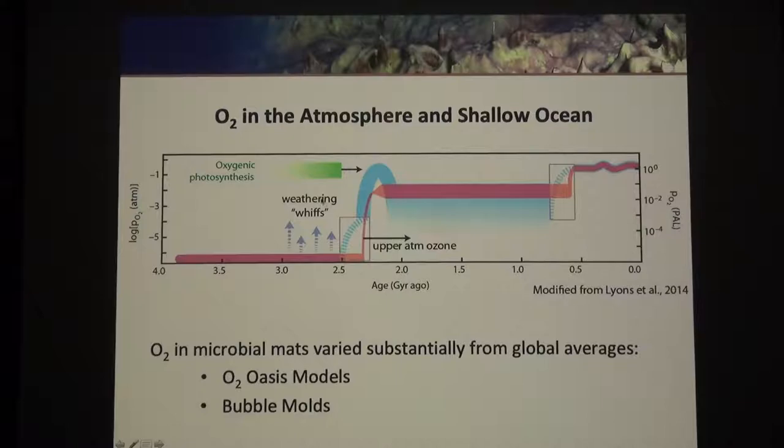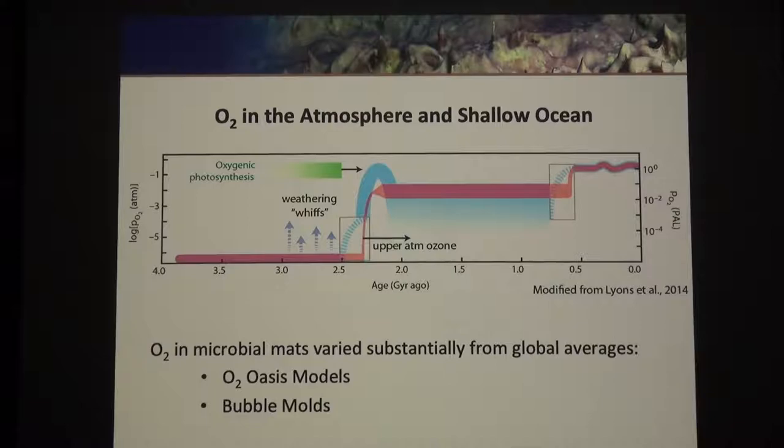I changed the wording to weathering because those are really signatures of oxidative weathering of pyrite and not the presence of molecular oxygen. So there are sort of two ways that people have argued, in addition to these weathering whiffs, that oxygen was being produced much younger. One is this local increase in oxygen, and the other are sort of fossil bubbles within microbial mats.